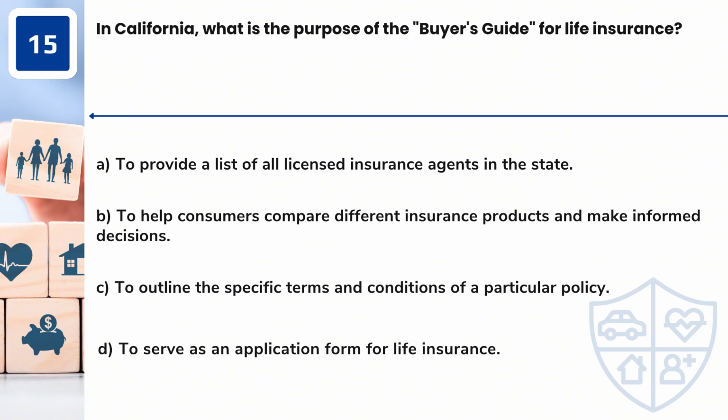Question 15. In California, what is the purpose of the Buyer's Guide for Life Insurance? A. To provide a list of all licensed insurance agents in the state. B. To help consumers compare different insurance products and make informed decisions. C. To outline the specific terms and conditions of a particular policy. D. To serve as an application form for life insurance.